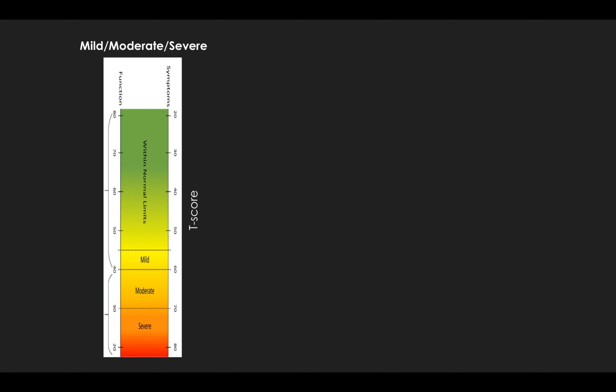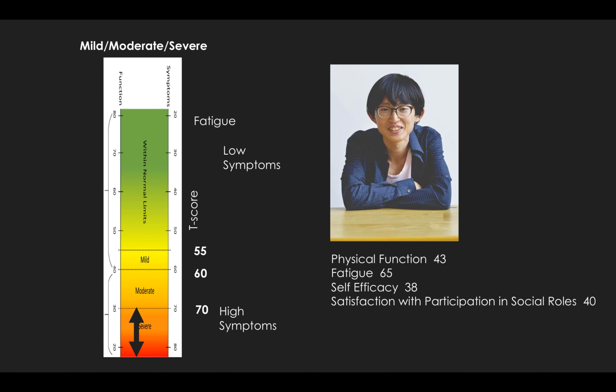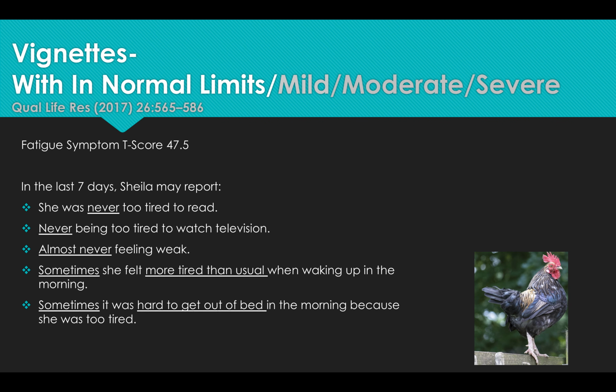Important is the interpretation of mild, moderate, and severe. Remember that low fatigue scores are better and high fatigue scores are worse. Scores from 20 to 55 are considered within normal limits, 55 to 60 as mild severity of fatigue, 60 to 70 moderate levels of fatigue symptoms, and above 70 severe fatigue symptoms. So this patient's fatigue score of 65 would be interpreted as moderate symptoms.